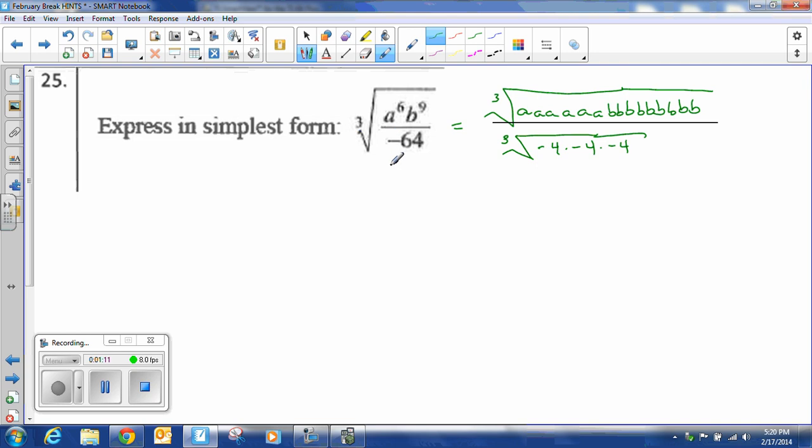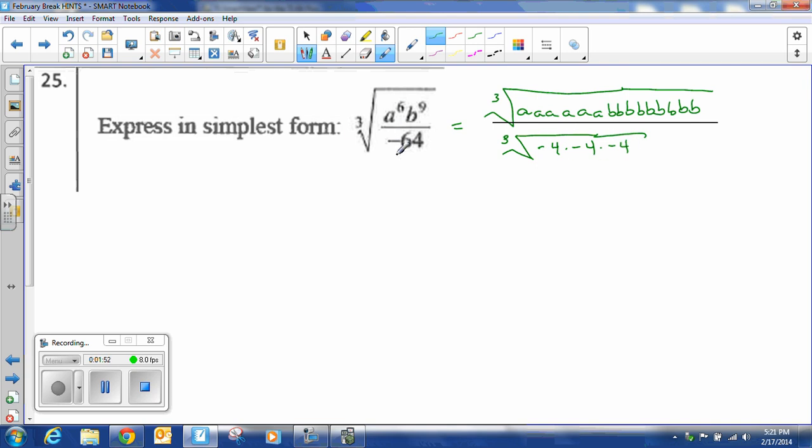Number 25, I've sort of written this one out for you, I've expanded it. The cube root of a fraction can be rewritten as the cube root of the numerator divided by the cube root of the denominator. So here we have a to the 6th power is a times a times a times a times a times a, and b to the 9th power is 9 b's multiplied together, all divided by the cube root of -4 times -4 times -4.